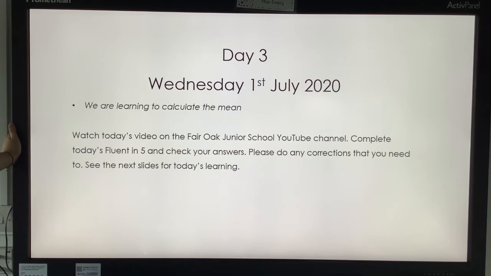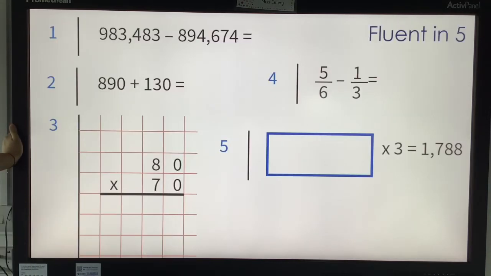Today we are going to continue learning to calculate the mean. Here is your Fluent in 5. Please pause the video and have a go.